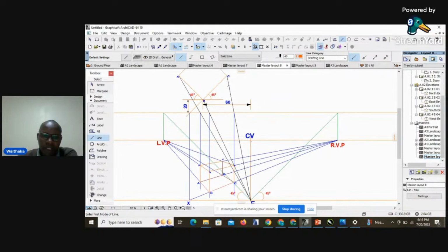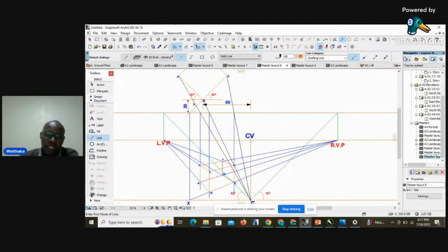So what we did first, we extended line BC until it touched the picture plane. Then we dropped it down to get point X. Then we took point X to the right vanishing point simply because we used line BC to generate point X, and it's slanting towards the right hand side of our perspective. So therefore, point X will recede to the right vanishing point.